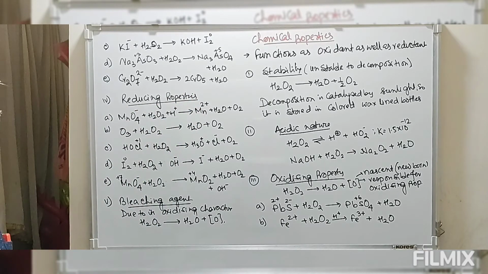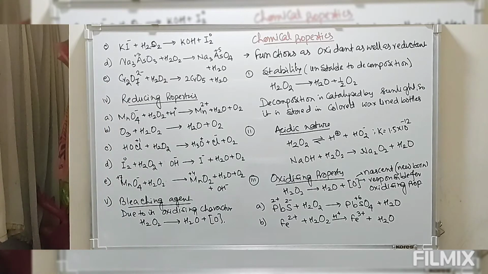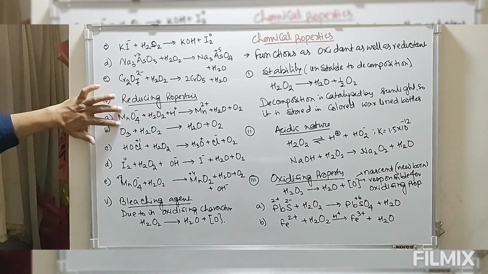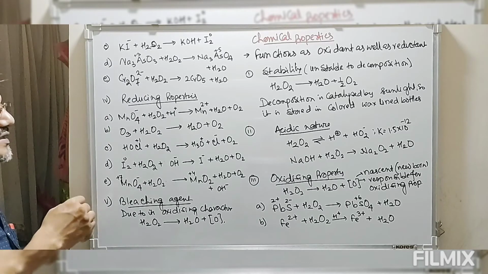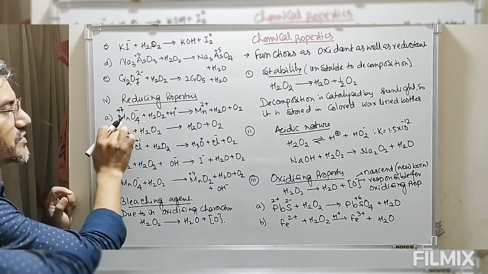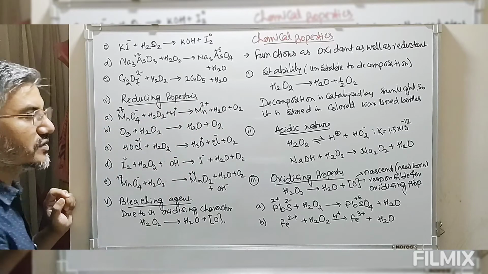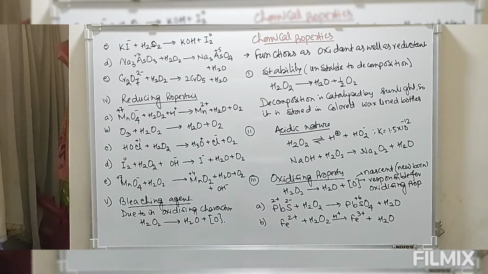Potassium superoxide. Now coming to the reducing nature of hydrogen peroxide. Now we take potassium permanganate. Potassium permanganate on reaction with hydrogen peroxide in acidic medium: this Mn, initially in the +7 oxidation state, now changes to +2, so there is a reduction. So in this reaction, hydrogen peroxide is acting as a reducing agent.